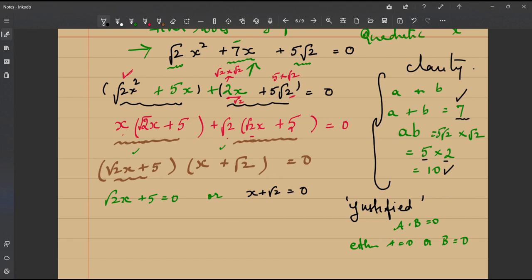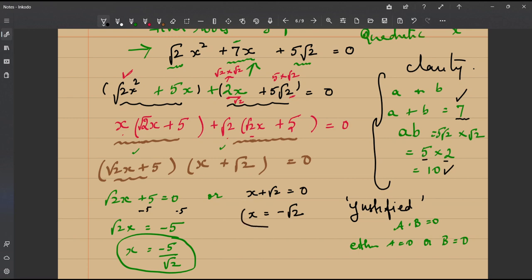So what happens when root 2x plus 5 is equal to 0? If you subtract 5 on both sides, you have root 2x is equal to minus 5, or x is equal to minus 5 by root 2. This is one root of the quadratic equation. And what about the second root? It is x is equal to minus root 2. So this is the second root of your quadratic equation.